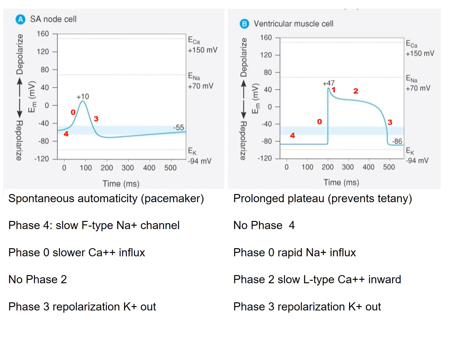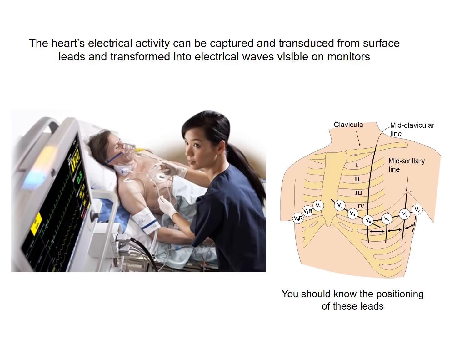So there's a lot of ion stuff going on this slide. What I want you to remember, what's important to remember, is the slow phase 4 inward current of the pacemaker cells, which give it spontaneous automaticity, and that prolonged delay in the plateau phase in the ventricular cells, which prevents tetany. And then that heart's electrical activity can be captured and transduced from surface leads, and then that can be viewed on a monitor as the electrocardiogram.